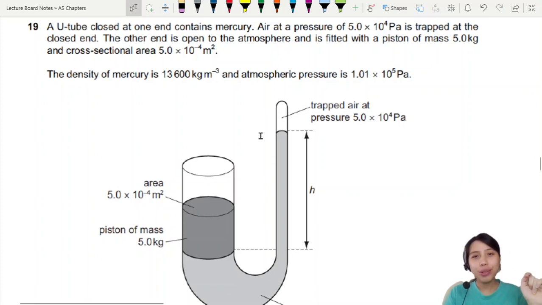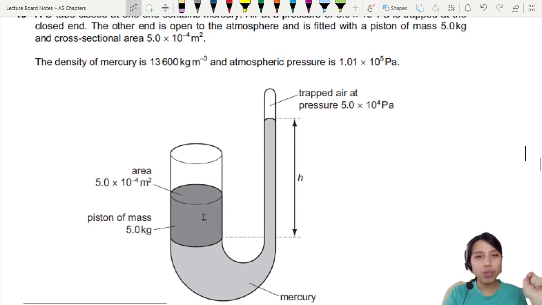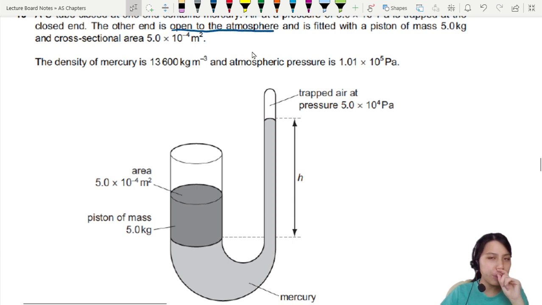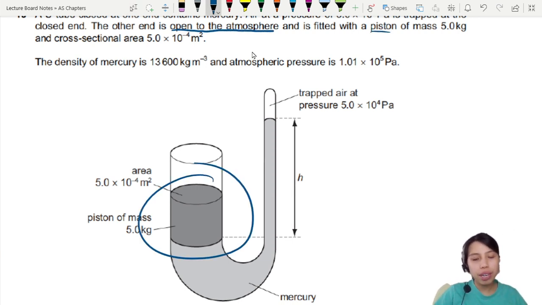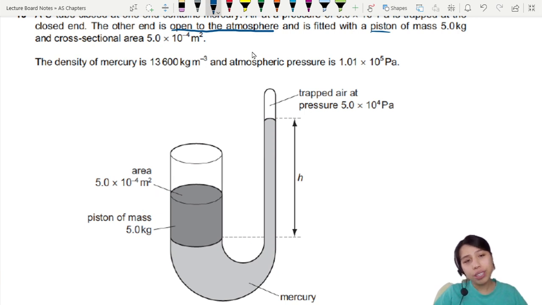Here's an interesting looking U tube where one end is closed and this whole grey color thing is mercury. So there's a little bunch of bubble of air trapped here at a certain pressure. And the other end is open to the atmosphere. That's what they say here in the questions. I'm going to underline that. Open to the atmosphere, but you kind of stick a piston inside there. So there's a piston right here with a certain mass and a cross-section area.